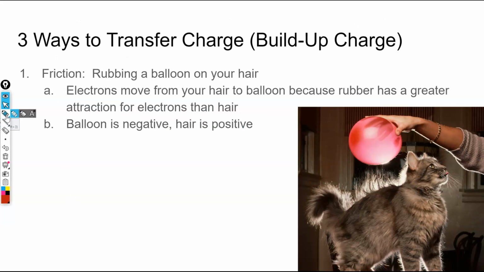Now, to finish up, let's quickly talk about the three ways we can transfer or build up charge. One way is friction. A good example you've all done at one point in your life is rubbing a balloon on your hair. The electrons move from your hair to the balloon because the rubber has a greater attraction for electrons than the hair. That's why you see your hair stand up, because your hair is positive and your balloon is negative. You see the electrons moving from your hair to the balloon, and that's the transfer of a charge.